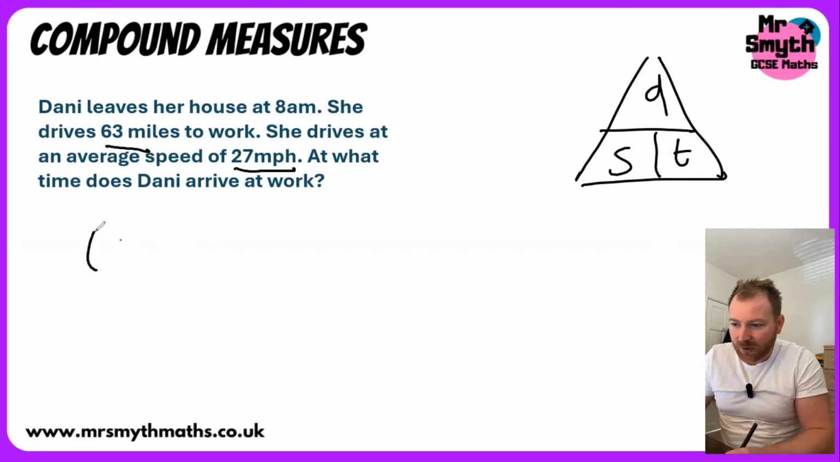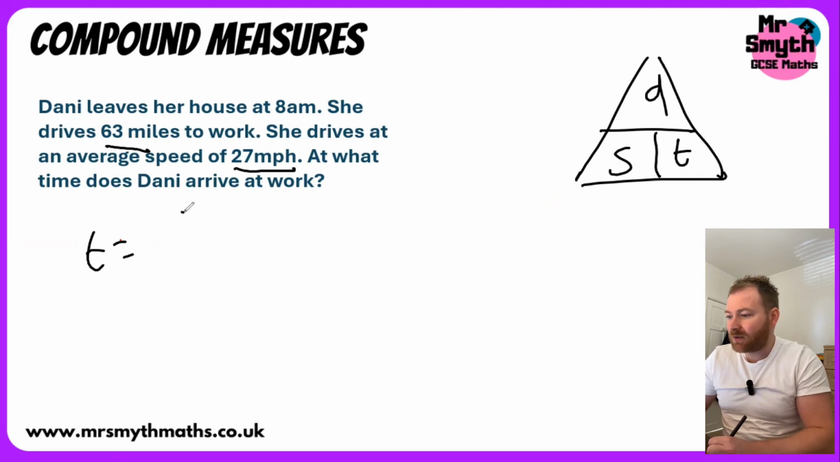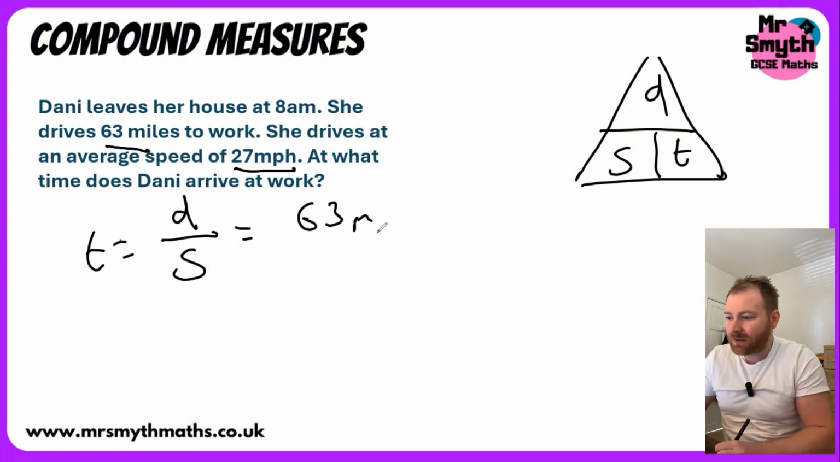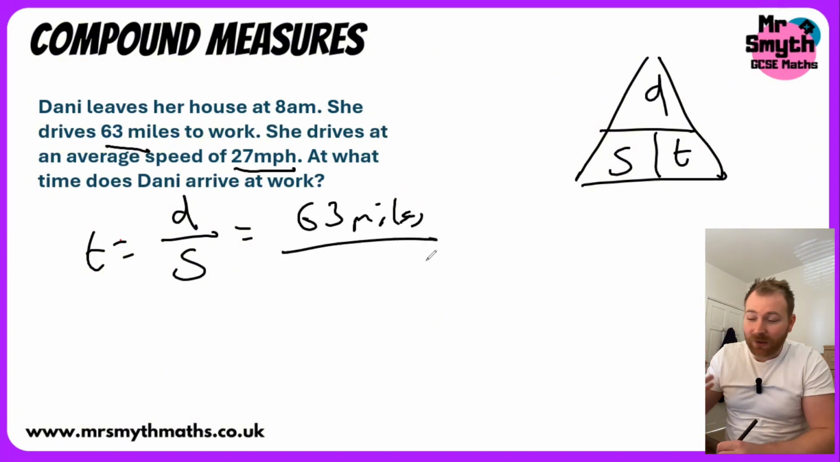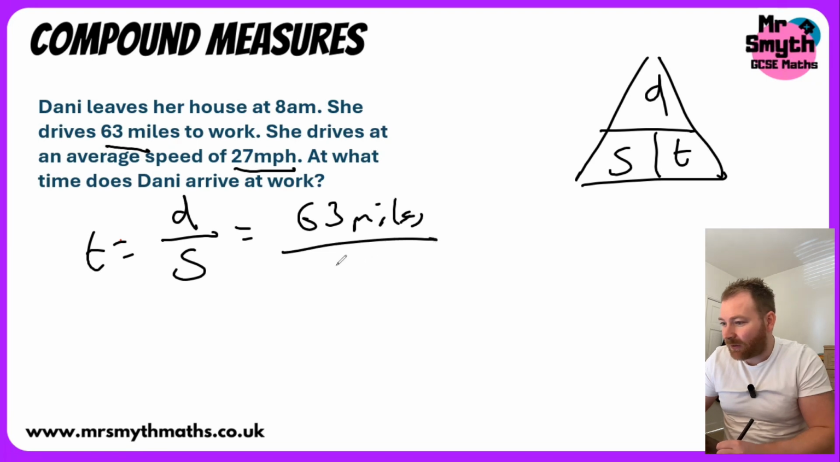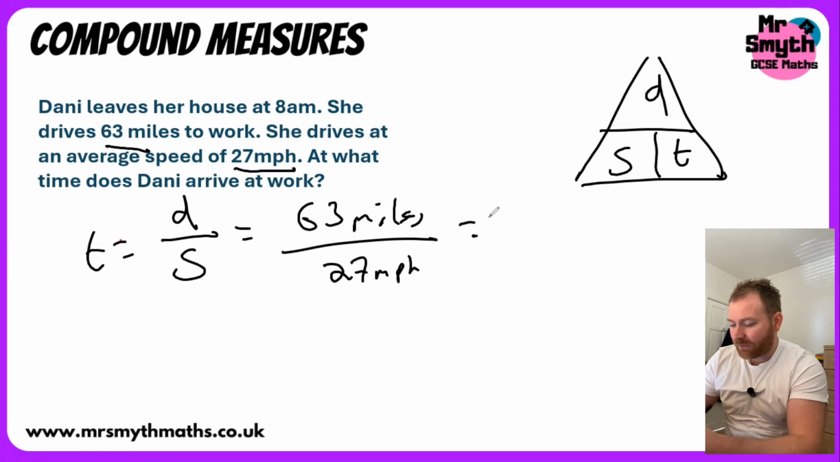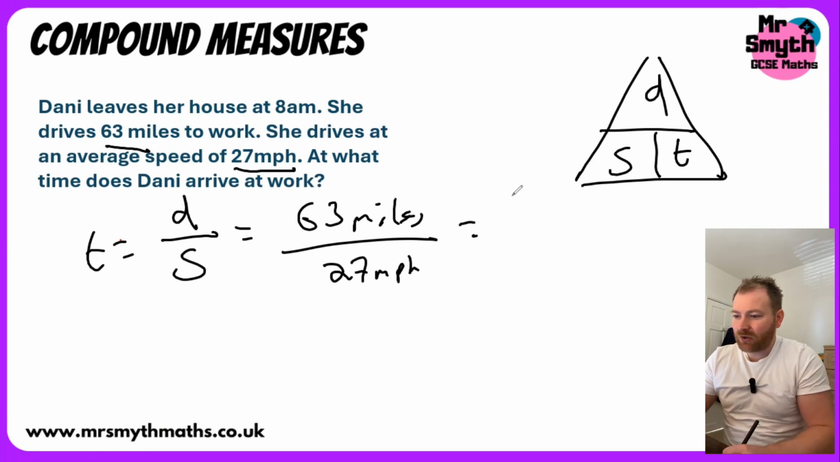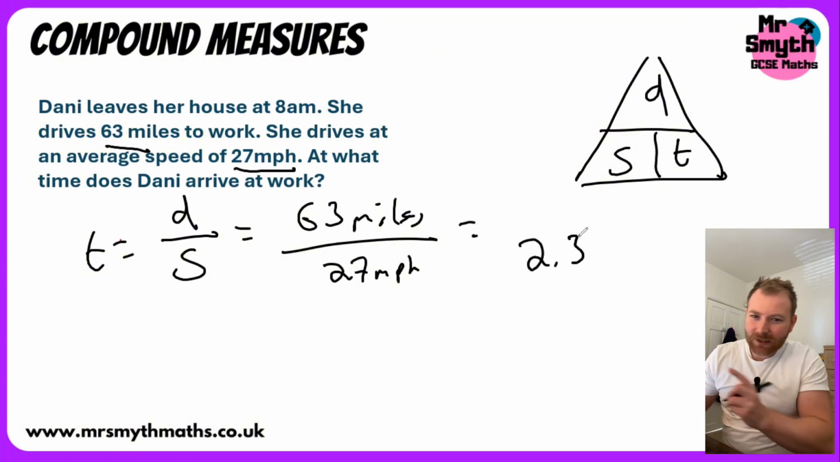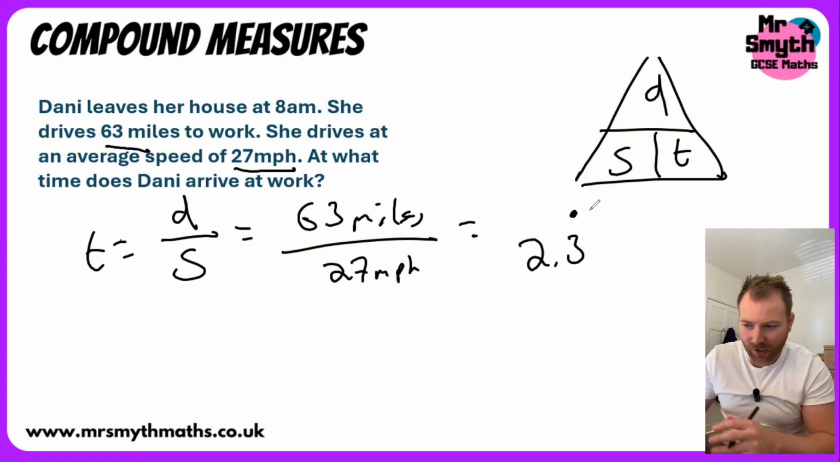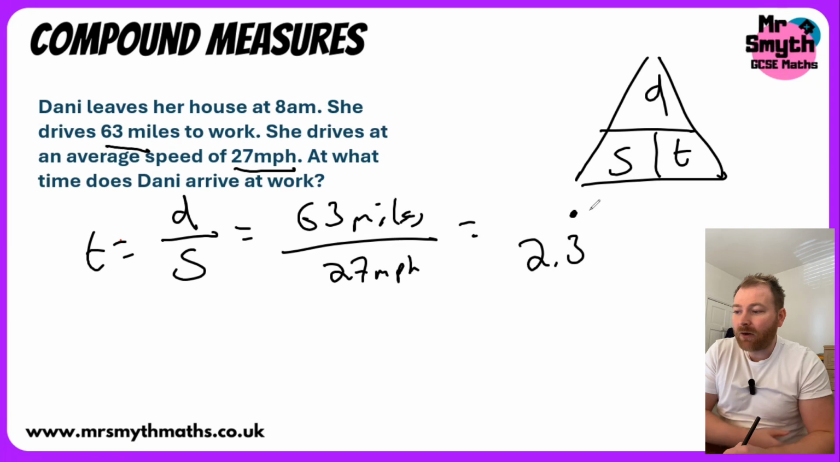Time is equal to distance divided by speed. Distance we can see is 63 miles, divided by the speed, which is 27 miles per hour. Let's type that in: 63 divided by 27. First of all, that's going to give me 2.3 recurring. I'm going to leave that on my calculator for a moment because you'll see why in a minute. Now, I need the units.